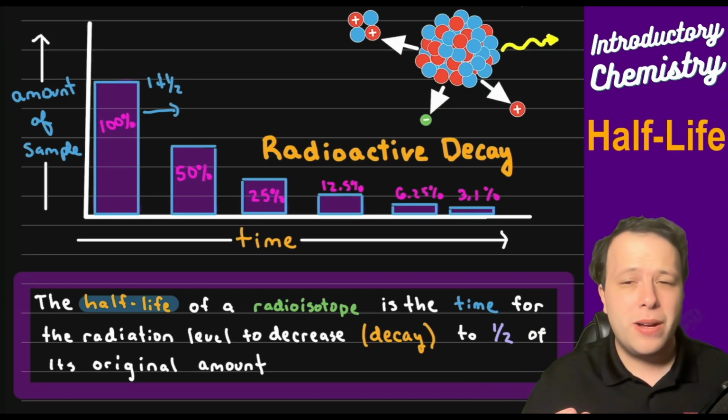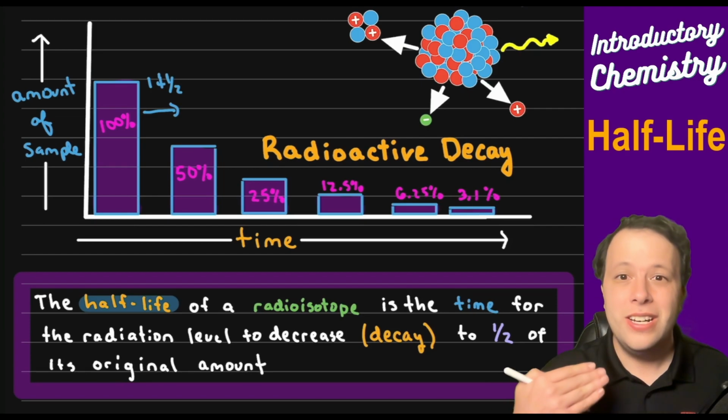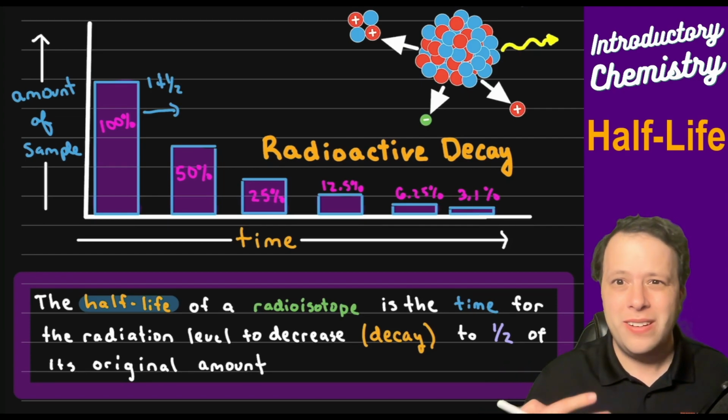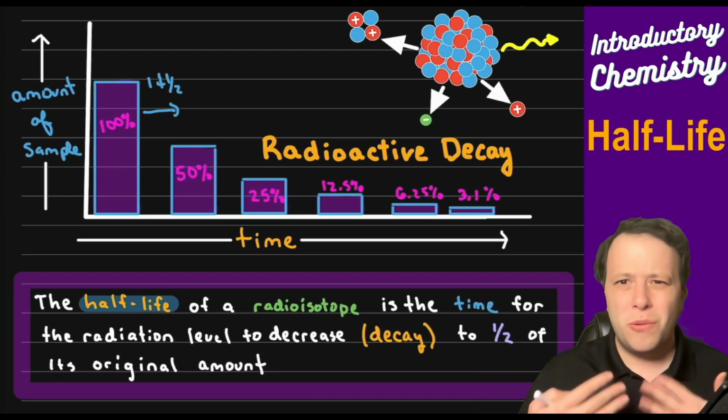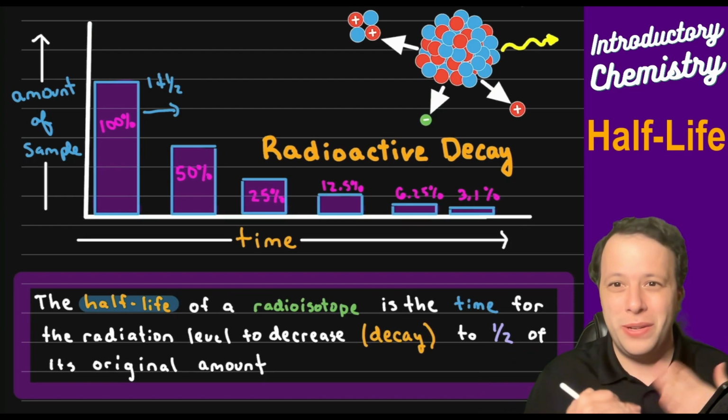So what kind of problems could you possibly see? Let's go through a bunch of different calculations to show how this is going to happen. And we'll even look at what kind of ranges of values we'll see, what to expect when it comes to working with half-lives. Let's take a look.